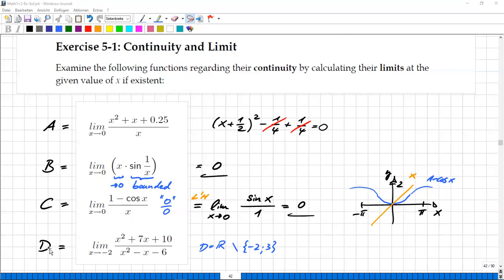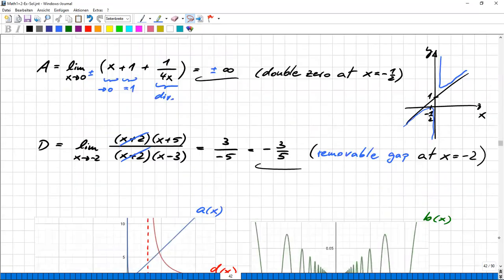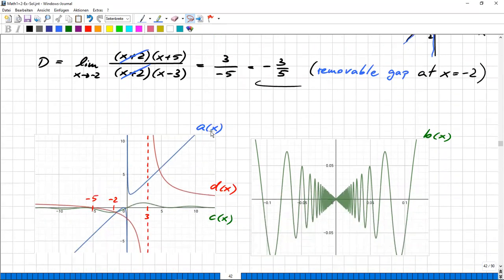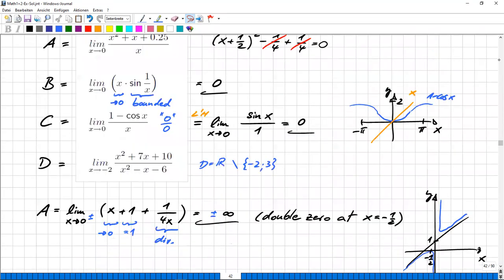Also, a little bit below, I took my chance and generated some plots of these functions with the famous and very recommendable GeoGebra app, which you probably know. I called them lowercase a of x, b of x, c of x, and d of x. Let's talk about this a little bit later.